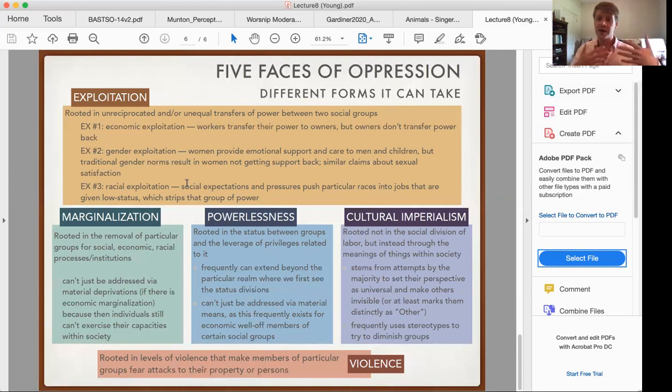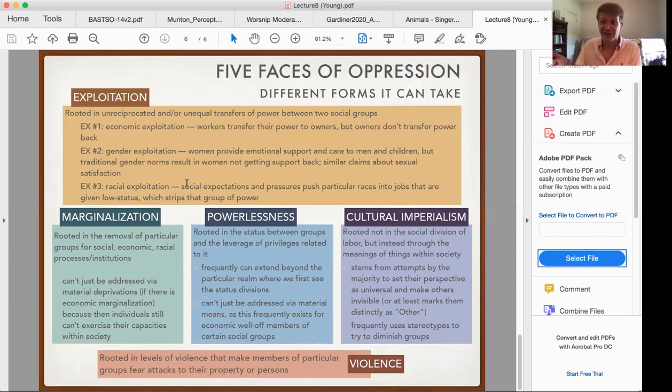Where women and men, 2 different social groups, there's largely a dynamic of caring for the man, right? Caring for the man's home, serving the man, and the man doesn't reciprocate those sorts of things, right? Now, that's not true in every case. There's not always going to be gender exploitation in every single place, right? But the idea here is that there's an uneven transfer of power sometimes between men and women, right?